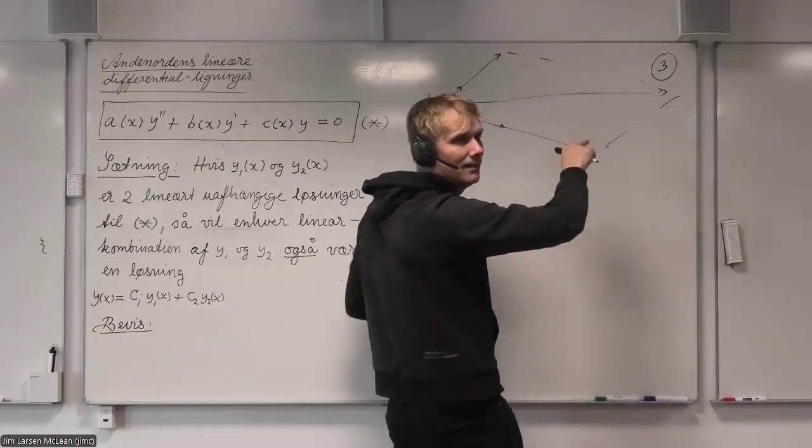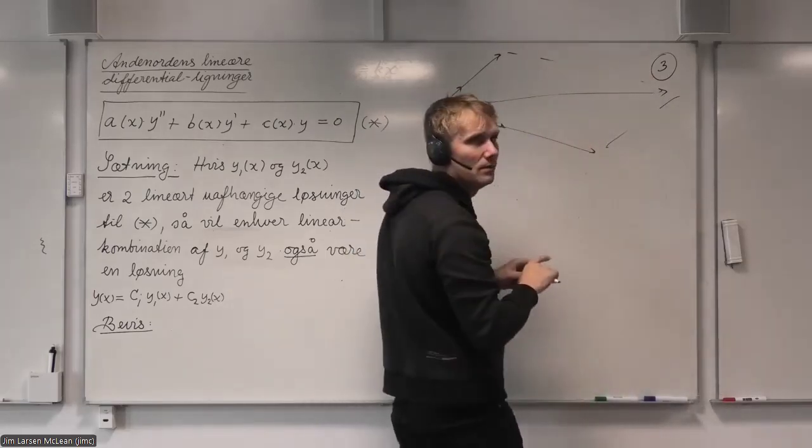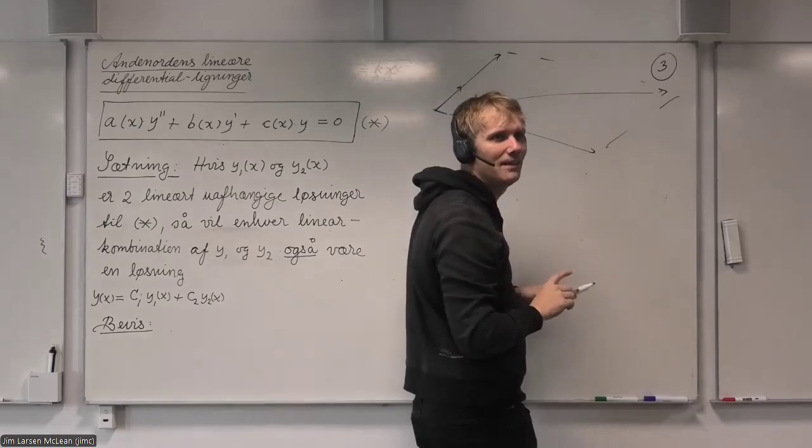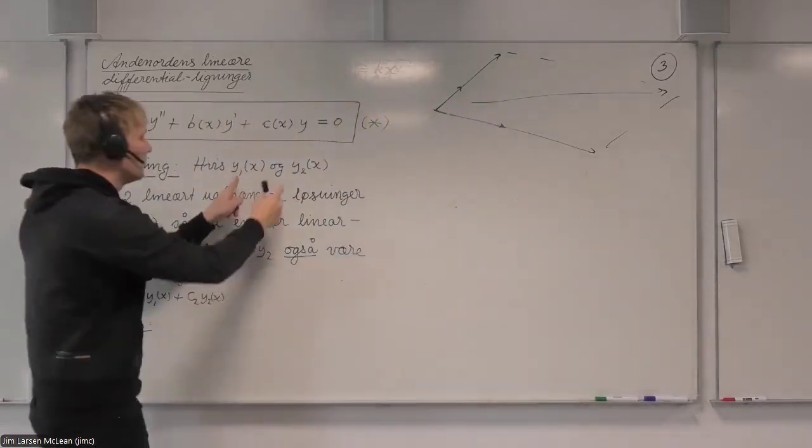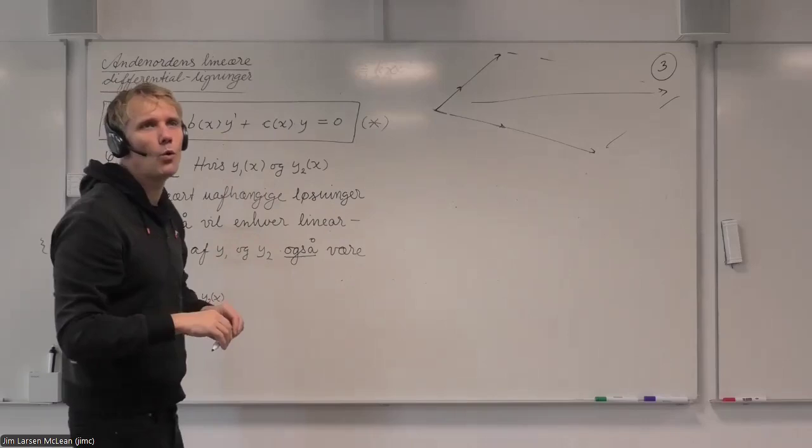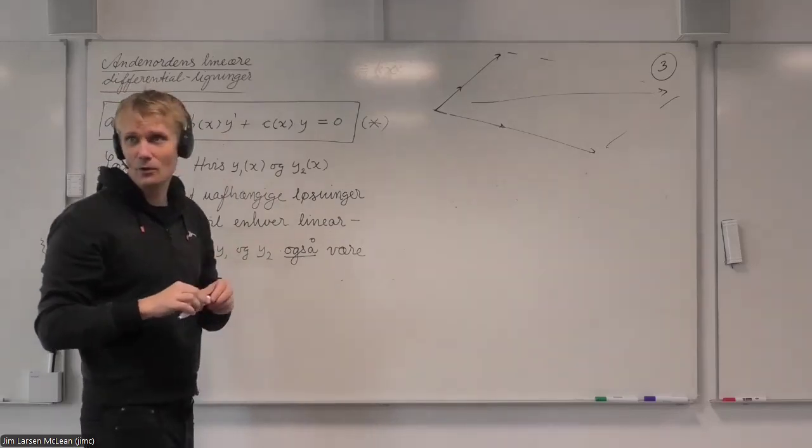And you can cover the entire plane depending on how you scale the two vectors. So we say they span the entire plane. Similarly, the two solutions span what is called the solution space. Is that something you think?